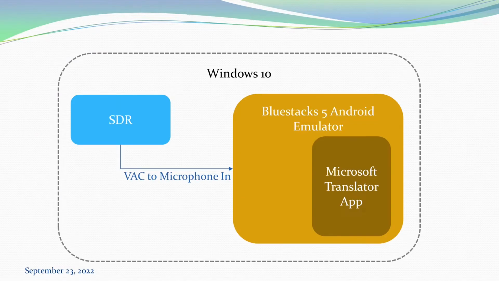Windows 10 with my SDR. It could be any SDR that provides a virtual audio cable that you can route to your microphone in on the emulator. Then the emulator runs the translator app, and the results are what you will see right now in 6 different languages, each around 2 minutes, of a quality that varies considerably, but it's still a pretty nice experiment.